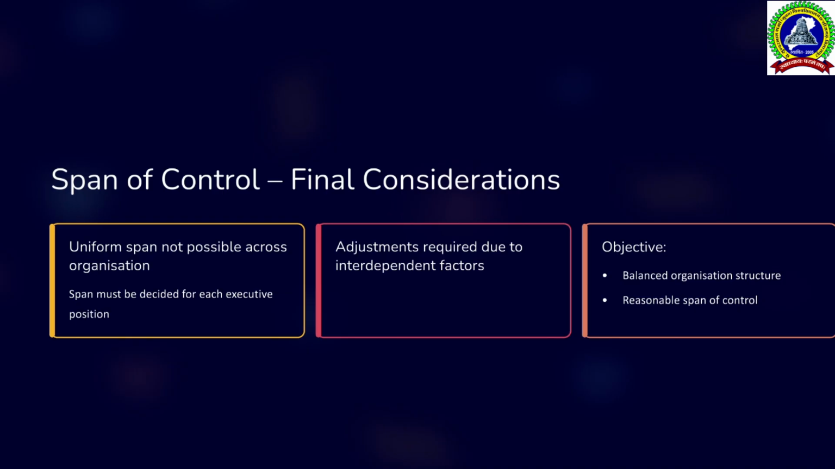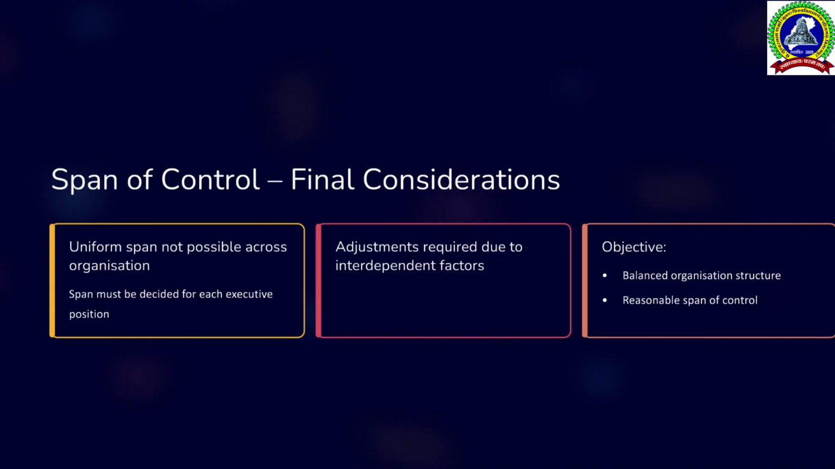At this stage of our discussion, it is important to understand that span of control cannot be uniform throughout the organization. Every managerial position differs in terms of responsibilities, complexity of work, nature of decisions, and level of interaction required. Therefore, applying a single standard span of control across all levels would be both impractical and inefficient. A span of control must be carefully determined for each executive position individually.